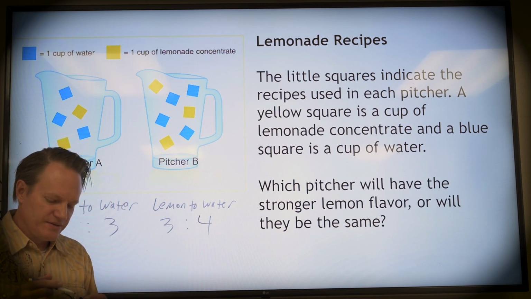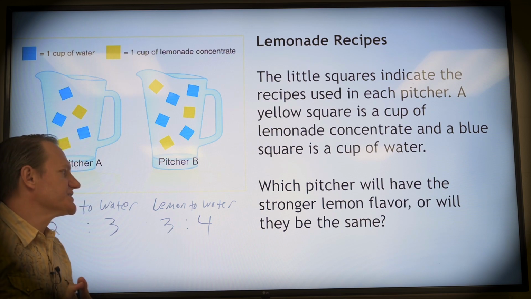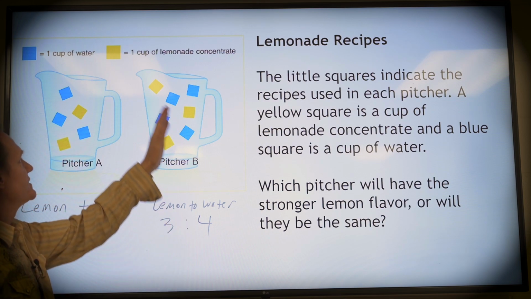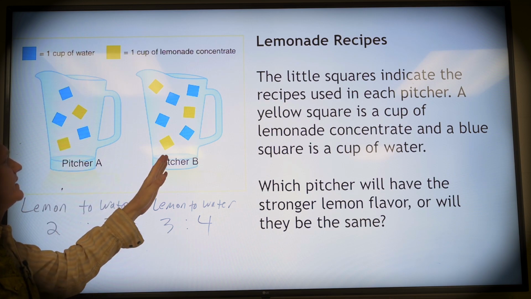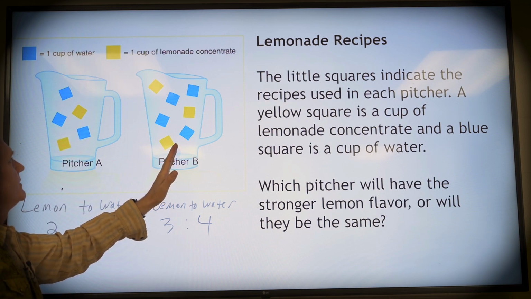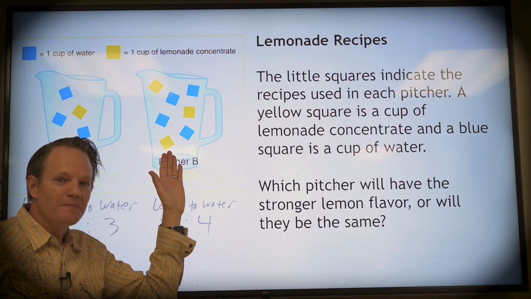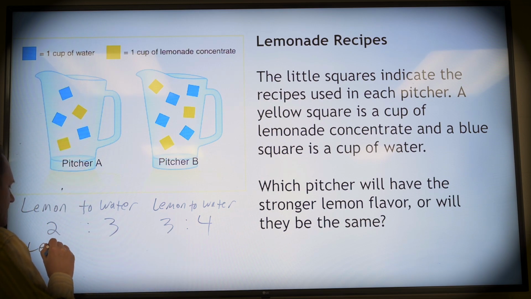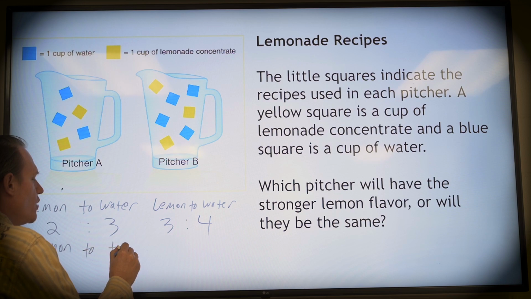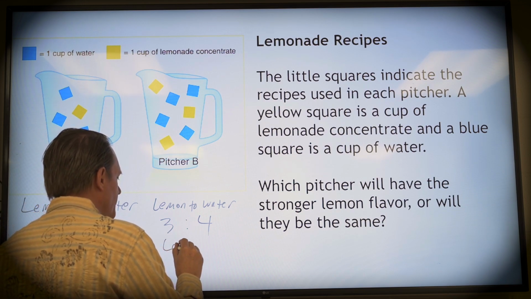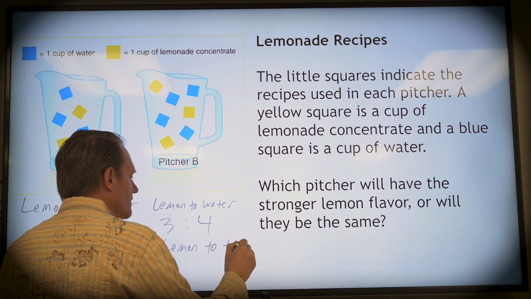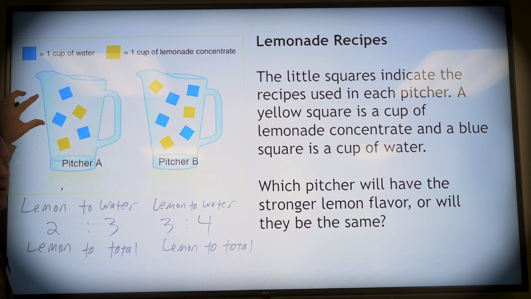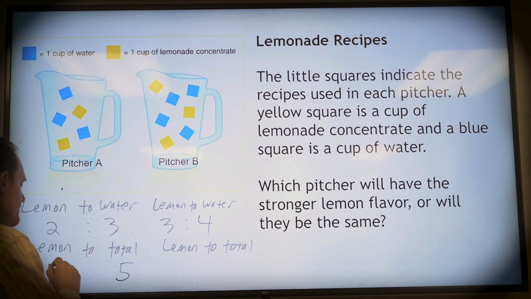Now looking at this, it's a little bit difficult to say, oh, this one has more lemon. This one has 3, this one has 2. Well, wait. Yes, this one does have more lemon, but it also has more water. We need to do another calculation here. Let's do lemon to total liquid. How many are here total? Five. And we know our lemon's 2.